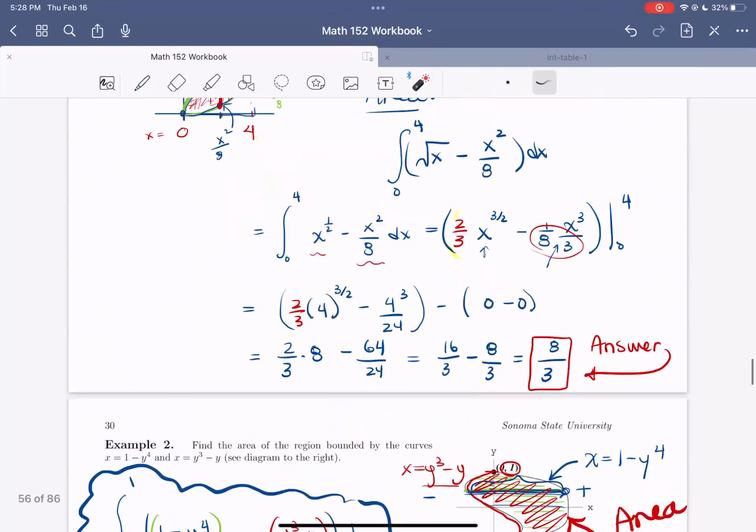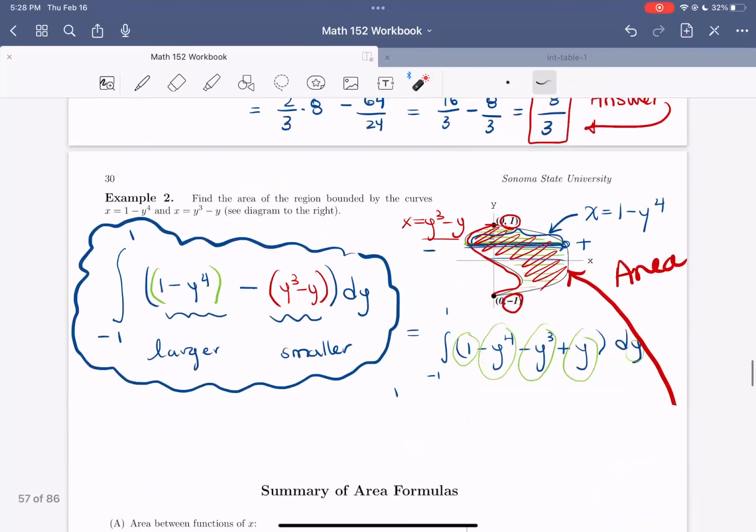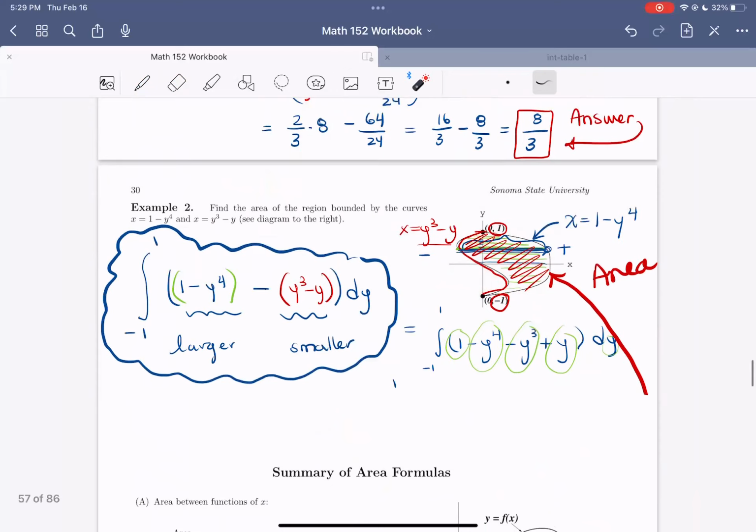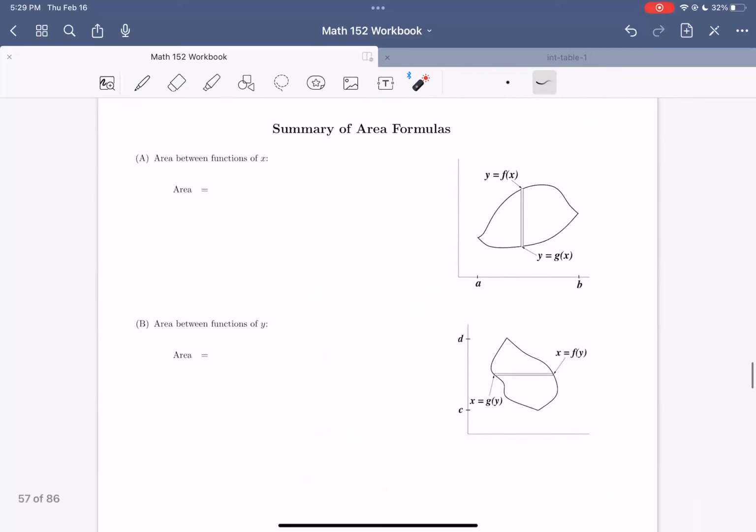In example 2, we looked at the area between two functions of y. So x was our output, y was our input, and the integral that we evaluated was over an interval of the y-axis. So we're just going to summarize these two perspectives of looking at areas between curves.